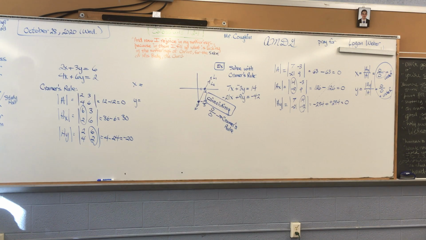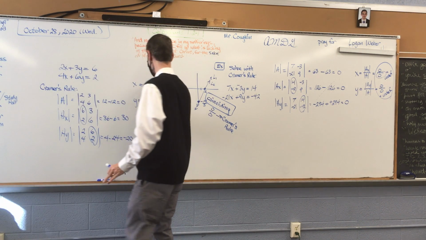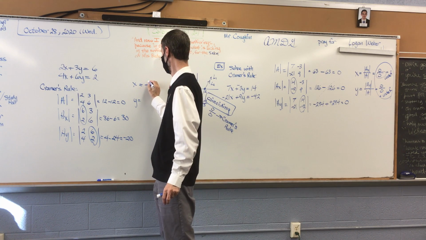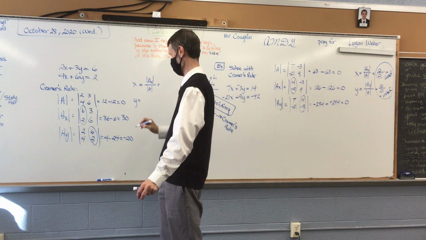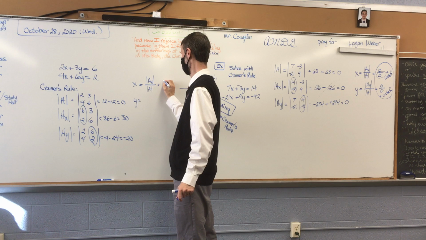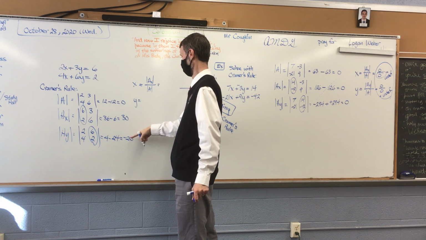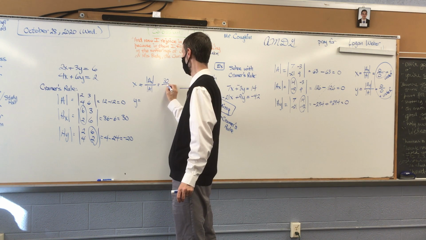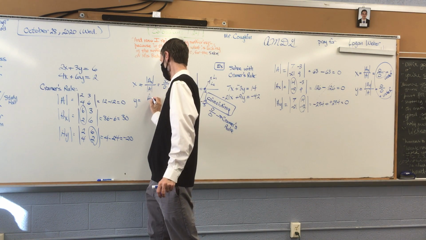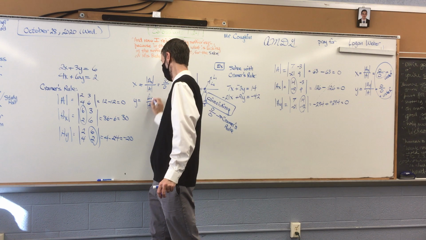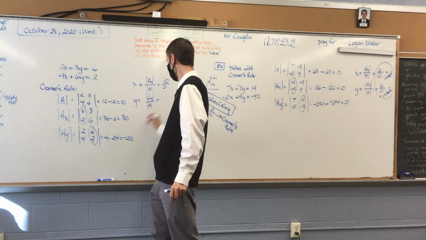How do you get x again? So x is the determinant of A sub x over the determinant of A. What do you get? We get 30 over 0. 30 over 0. That's exciting. We'll do that in a second. And then this is A sub y over A. What would you get there? 20 over 0.